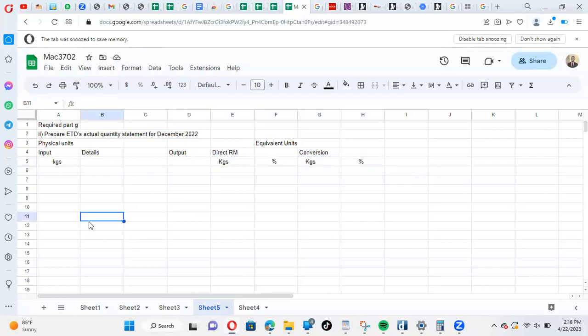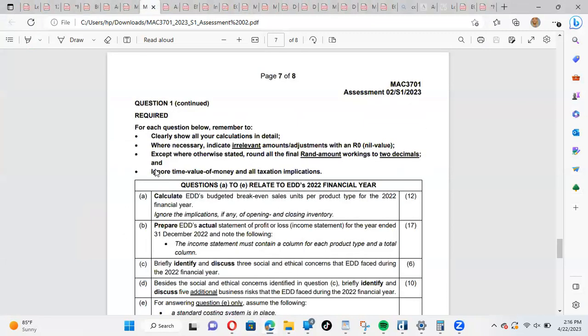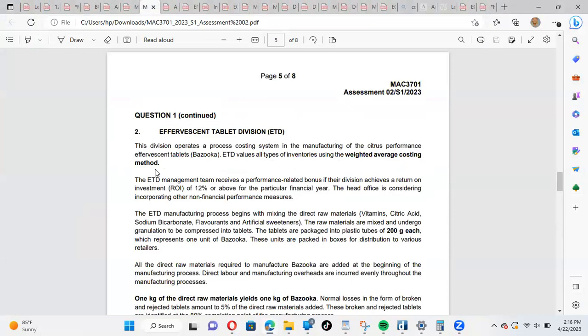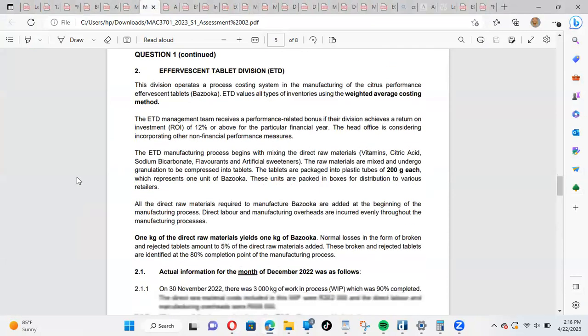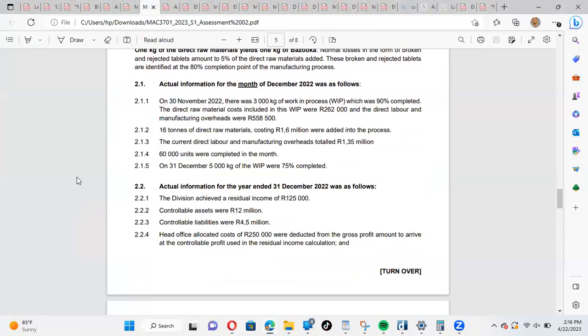So before you start your question now, this is what you have in mind. So let's go and decide now what the question wants. So we are dealing with the actual statement for 2022. I think this must have been an exam last year. I can't remember, but I remember doing this. Okay. Actual information for the month of December 2022. This is what we are dealing with.